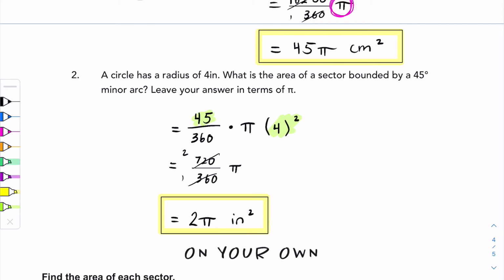Okay, please try the on your own section by yourself. I am going to complete this section, so when you come back to the video, you will see me do my work out. Your answer should be in terms of pi, so make sure you always simplify this fraction. So at this step right here, you're simplifying that fraction.